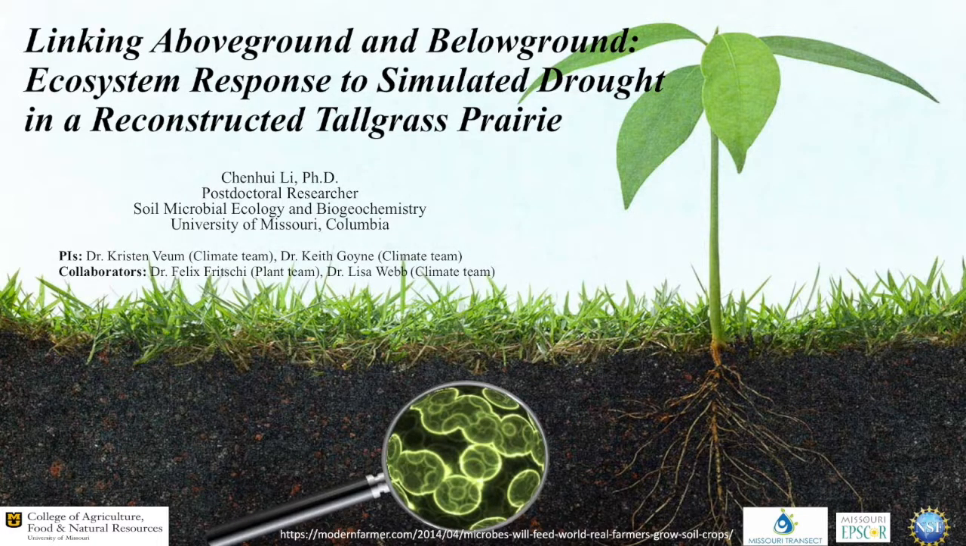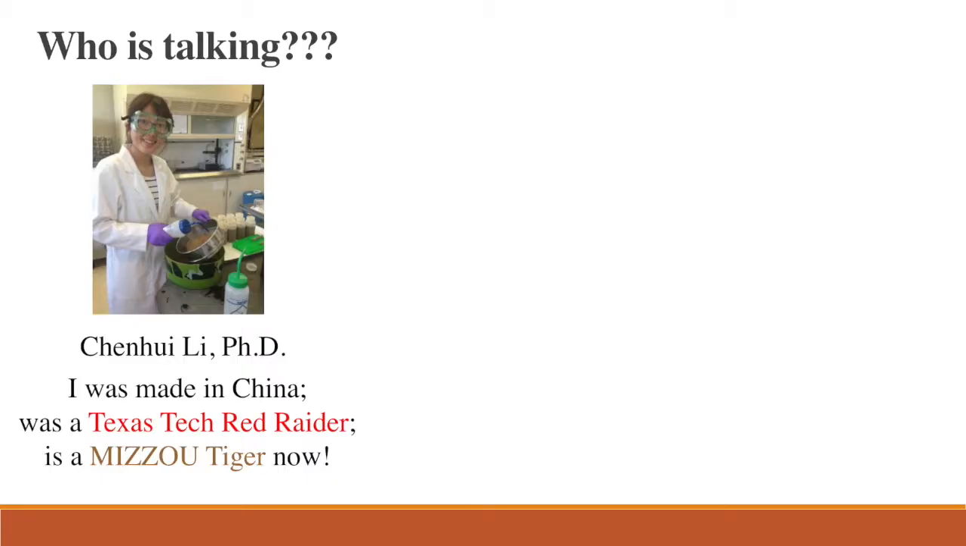So my name is Chenhui Li. I'm a postdoc at the University of Missouri. Today's topic will be linking above ground and below ground ecosystem response to simulated drought in the reconstructed tallgrass prairie. A little bit of my background: I'm from China. I did my degree at Texas Tech. So it's a red raider, now it's a tiger.